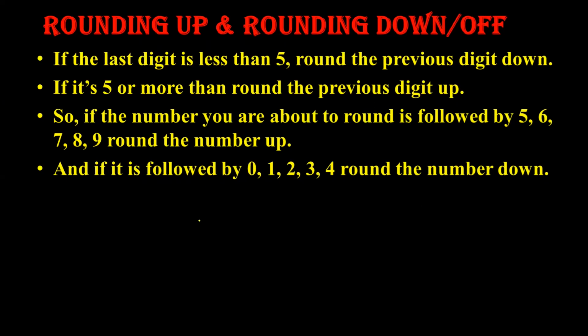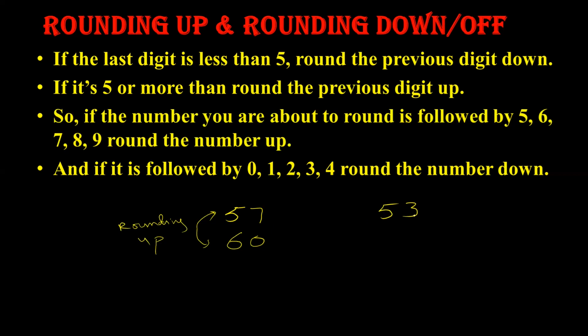For example, you have two numbers. So if you are rounding this 57, you will round it up because 7 is greater than 5, and if you discard this 7, you make it 0 and you will add 1 to 5. So it becomes 6. This is called rounding up.